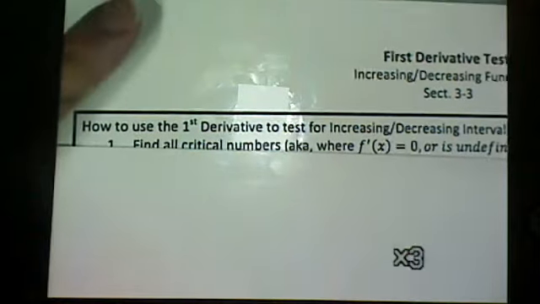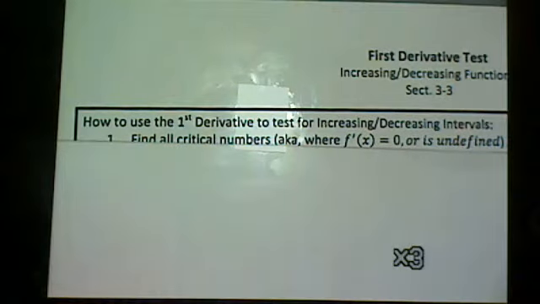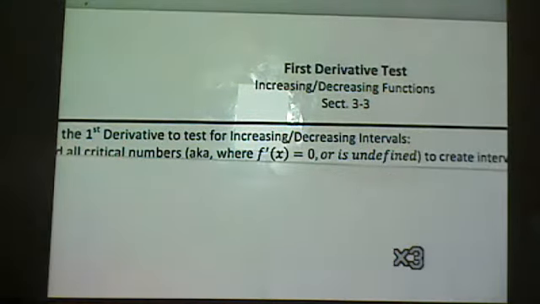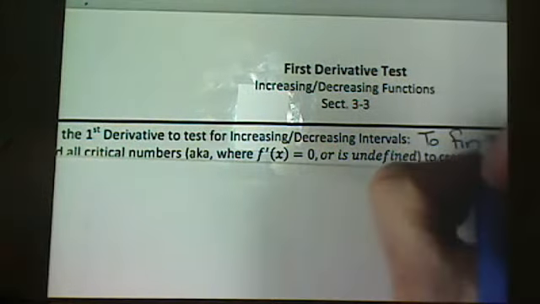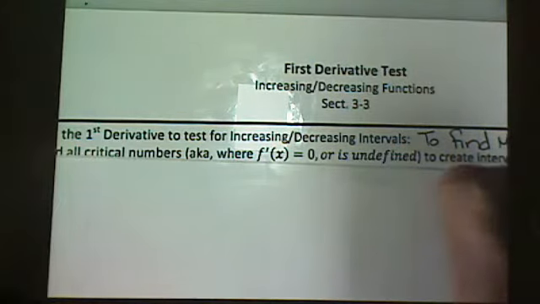So today we are talking about the first derivative test. This is section 3-3. We use the first derivative test to test for increasing and decreasing intervals, so to find maximums and minimums. We've already been doing this in class. You first take the derivative, set it equal to 0, and find all the times when it has a 0 slope or where it's undefined.